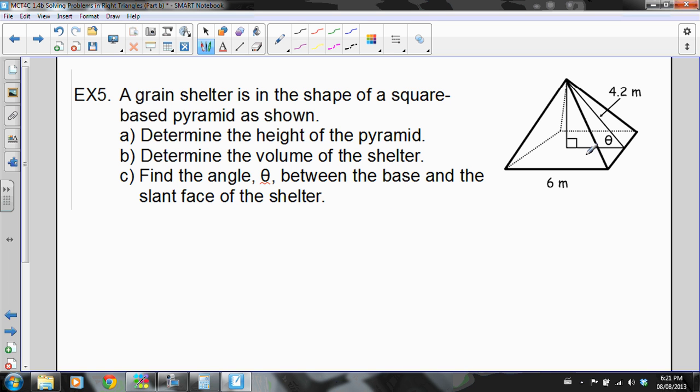Another three-dimensional one, right? This is a three-dimensional object. A grain shelter, square base pyramid. So this is 6, square base, 6 meters. Determine the height of the pyramid.